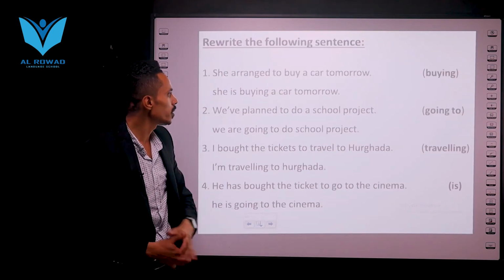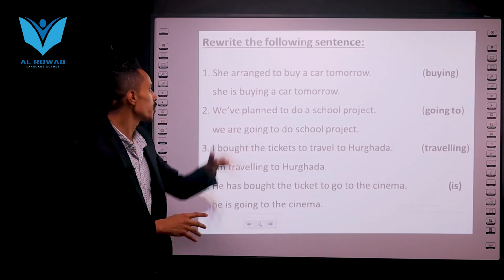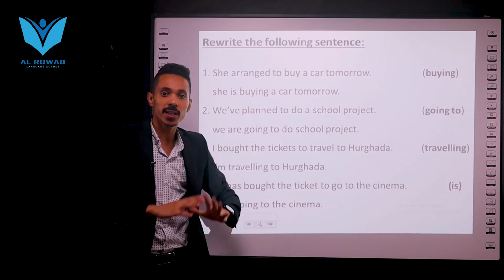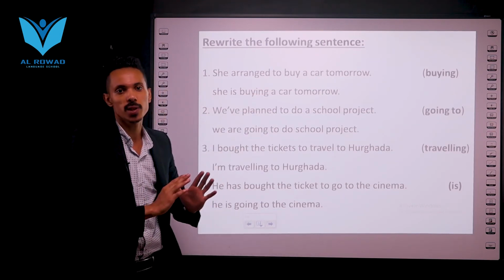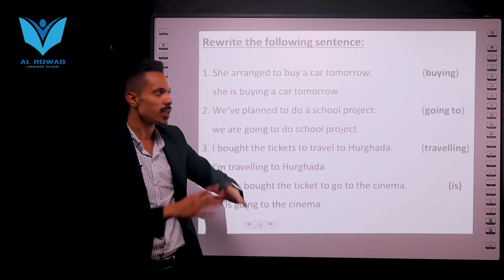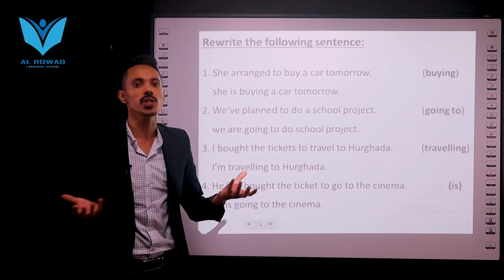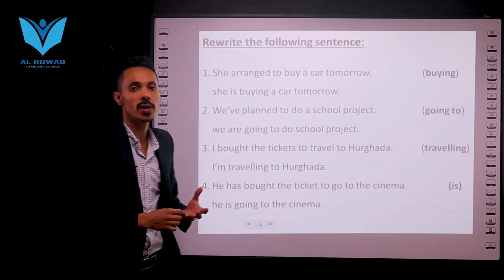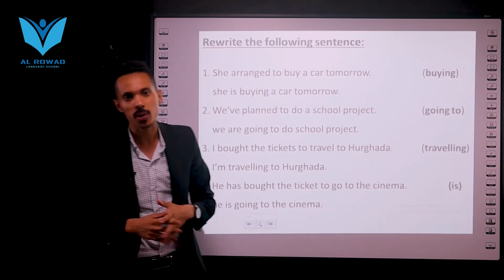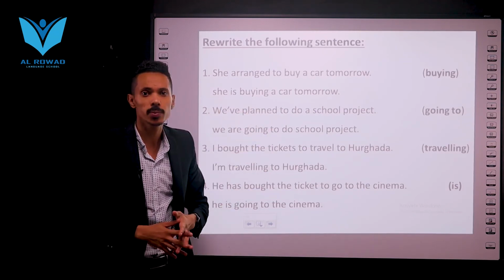For another example, rewrite the following sentences. Here the first one: she arranged to buy a car tomorrow. Here it's called a future arrangement. And this is the first way to talk about a future arrangement. The second way to talk about a future arrangement is to use the present continuous. So I'm going to skip "arranged to" and put "buy" in the present continuous form. So: she's buying a car tomorrow.